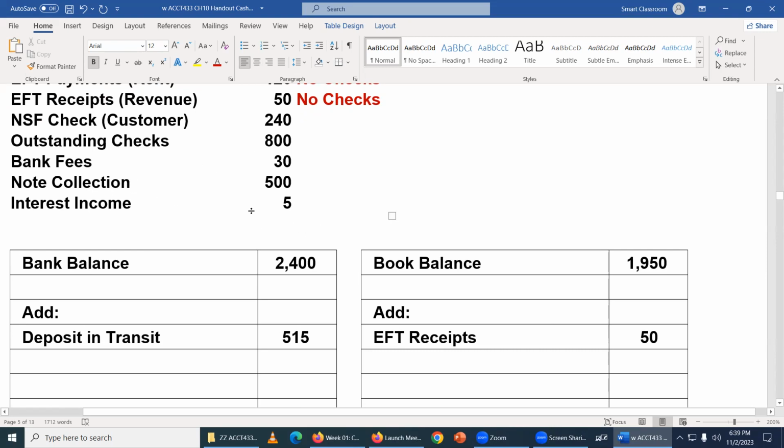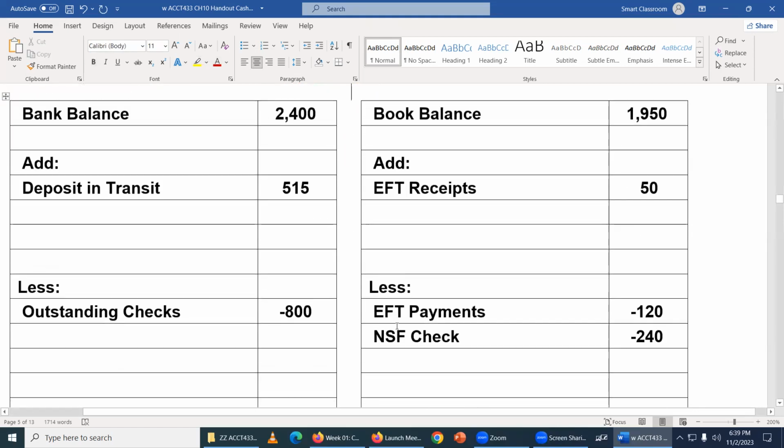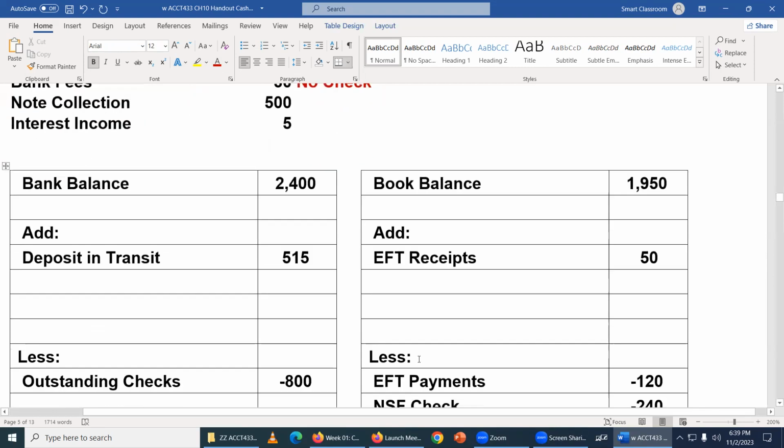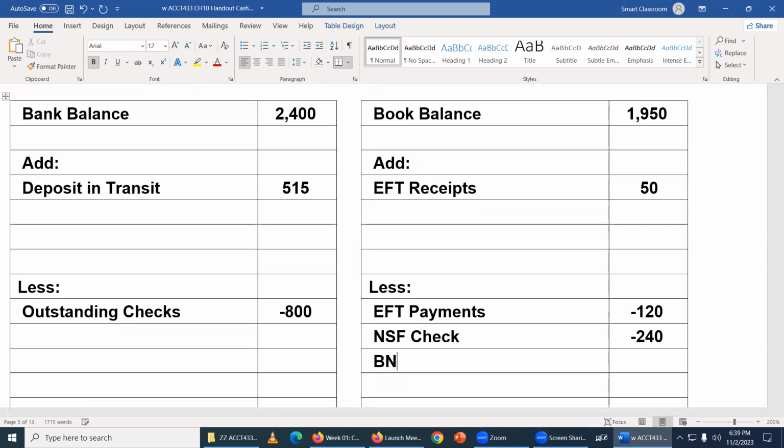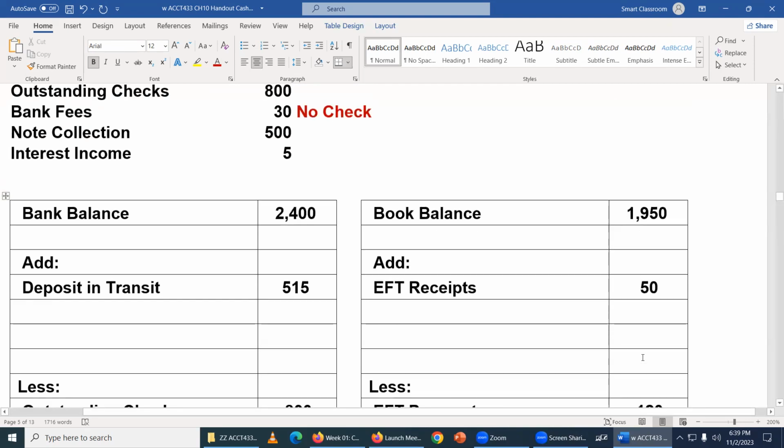Bank fees. And again, this is a no check, in the book balance. The bank just takes this money out. We don't write a check for it. So the bank just takes that money out. We're not going to have a check written for $30. So this will be, what do I call it? Bank fees, $30.